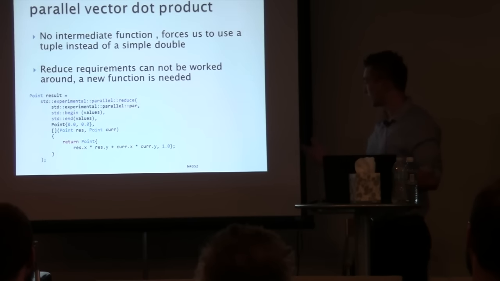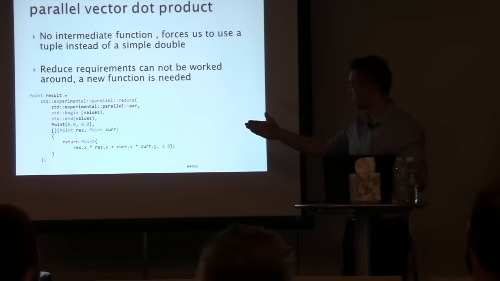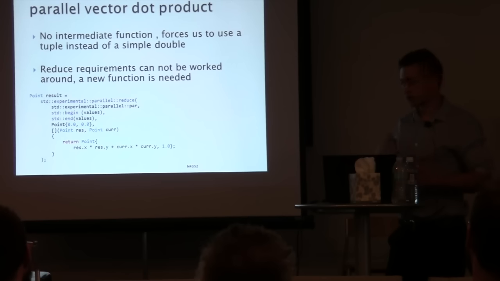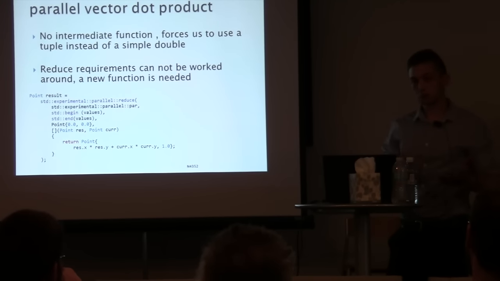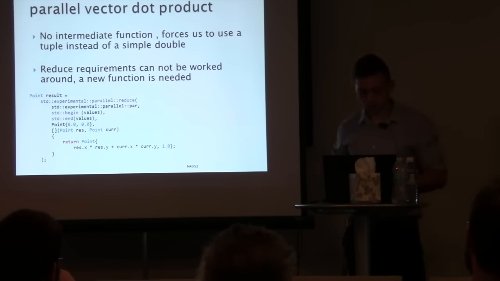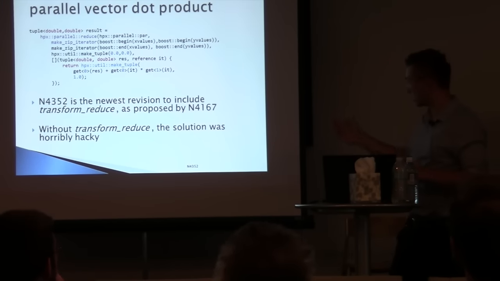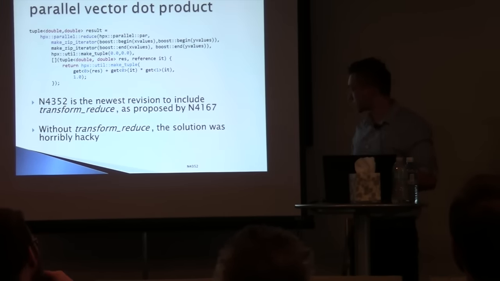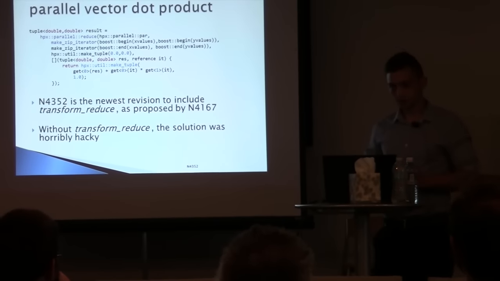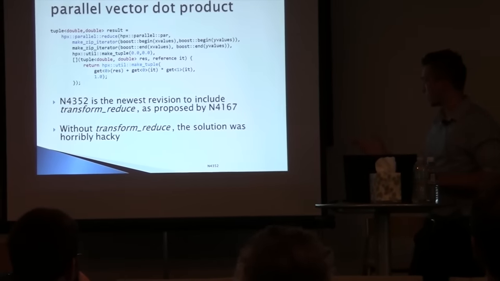And then additionally, inside that function where we compute the dot product, we had to pass in a struct and return a struct. And our return result was only in the first element of that struct. And it was horribly hacky, a terrible solution. So we decided to write a proposal, 4167, which included transform reduce into the library. And this was eventually added.